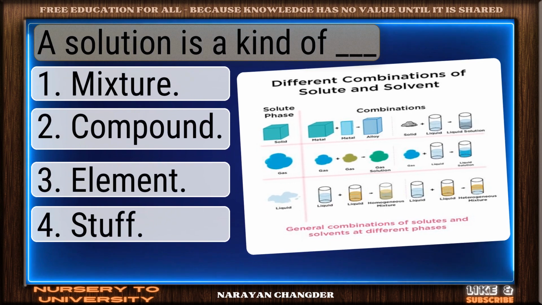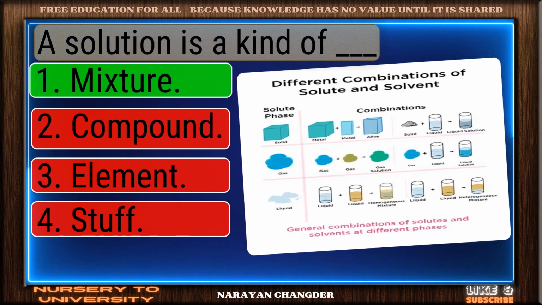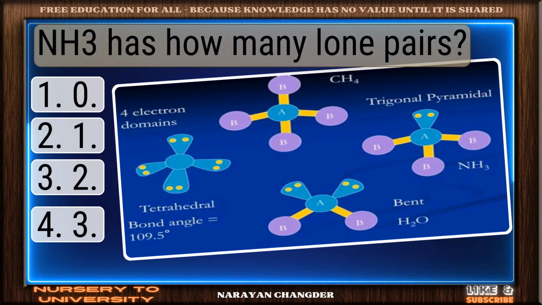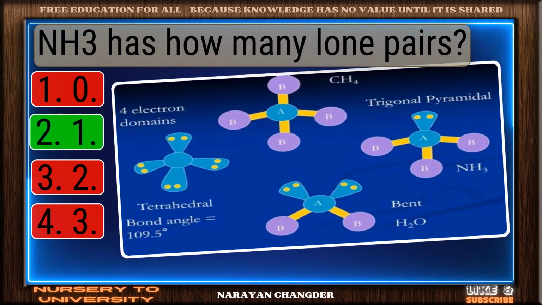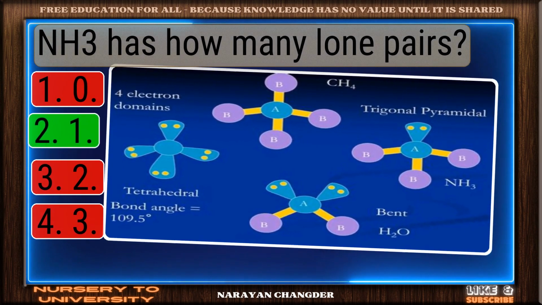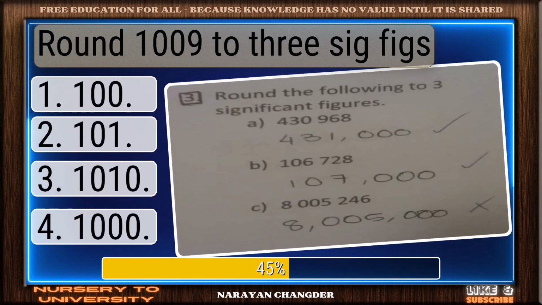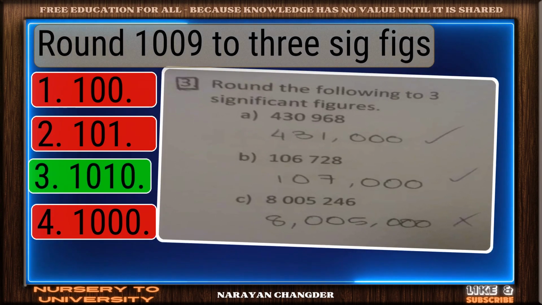A solution is a kind of dash. Nicely done. Mixture is a solid answer. NH3 has how many lone pairs? Exactly. 1 makes sense and it is right choice. Round that 09 to 3 sig figs? Sharp thinking. Fun 10 is the right choice.